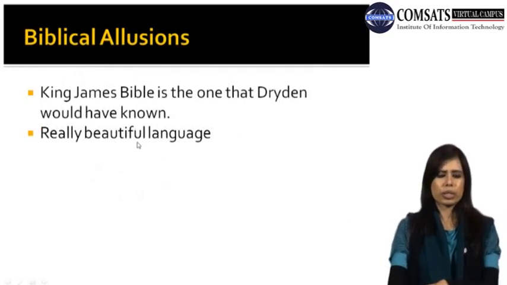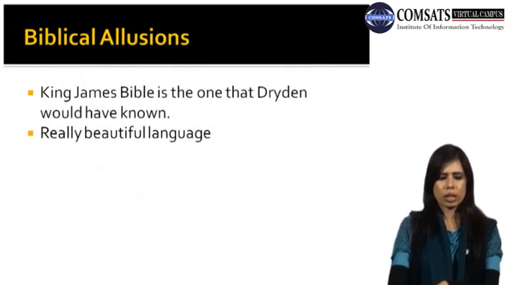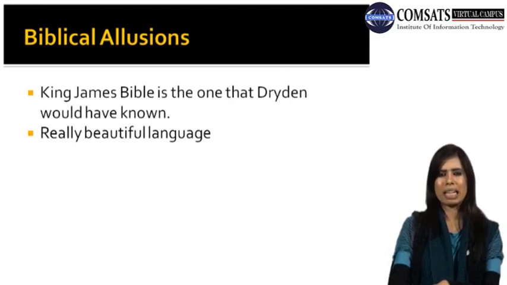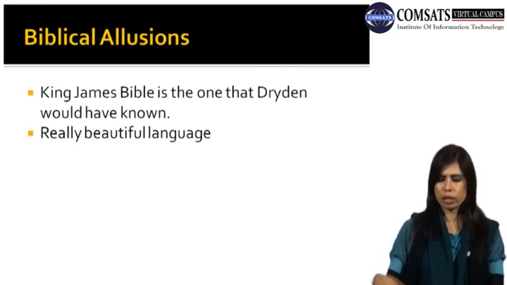So the biblical allusions: the King James Bible is the one that Dryden would have known, obviously, because there is a reflection of the King James Bible in his writings. Really beautiful language, the kind of language he has used, was very beautiful.